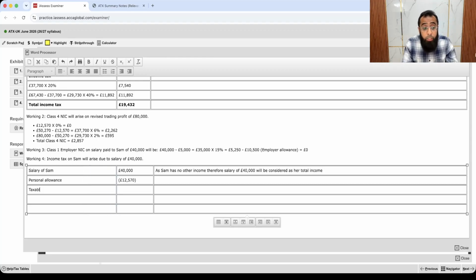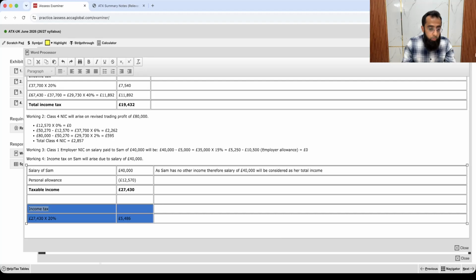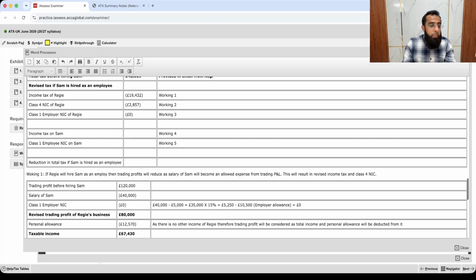But still, if you have any query, you can always ask me on my WhatsApp number, you all know. So 40,000 minus 12,570, it's 27,430. Now the income tax will be on 27,430. The rate of tax will be 20% as it is within the basic rate band of 37,700. So that gives me 5,486. So here you go, 5,486 will be the income tax arising on Sam, because now Sam will be receiving the salary.